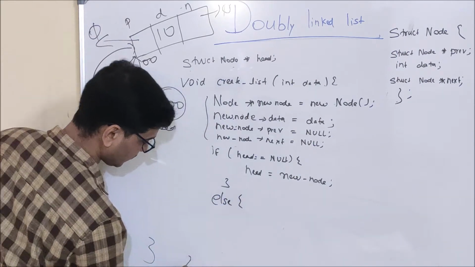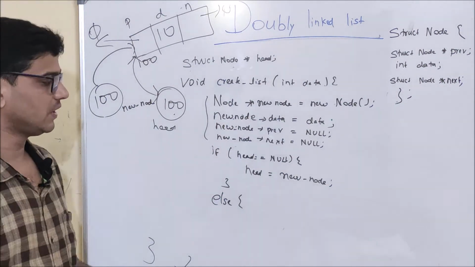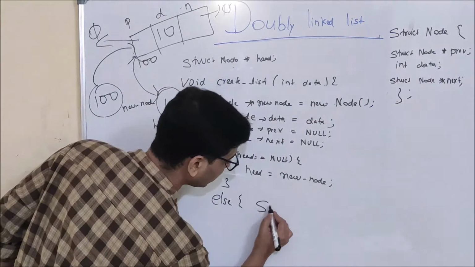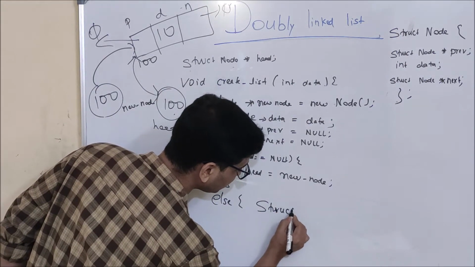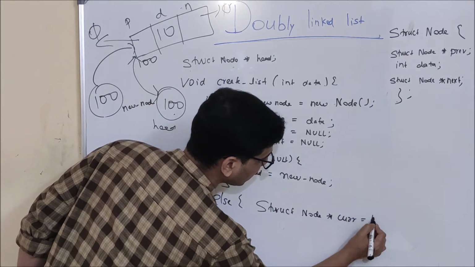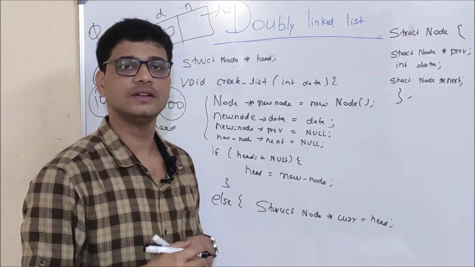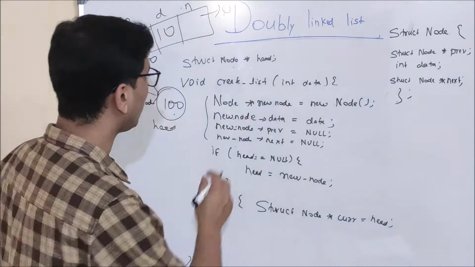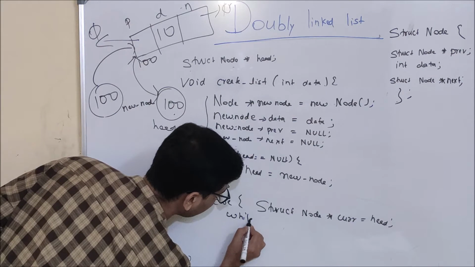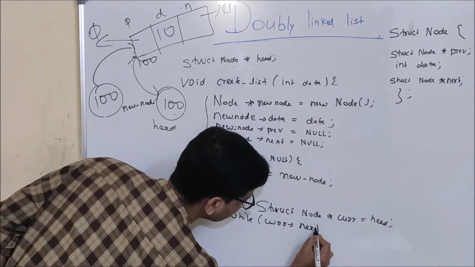If this is the case, then first of all we need to traverse our linked list, and to traverse our doubly linked list we need to create a pointer. Let's name this pointer struct node star cur. In this we will store head, that is, the starting address, the address of the first node of our doubly linked list. After that, we will write while cur dot next.